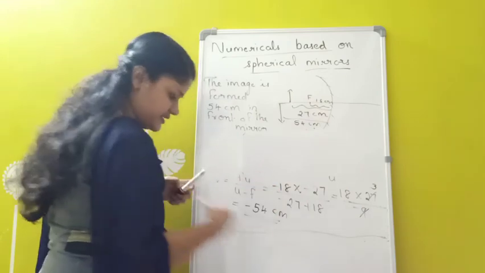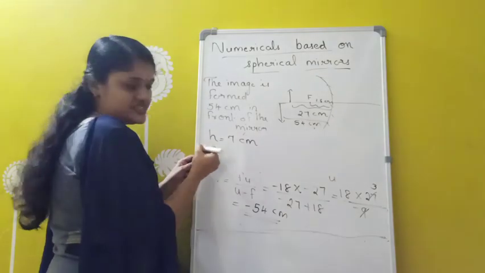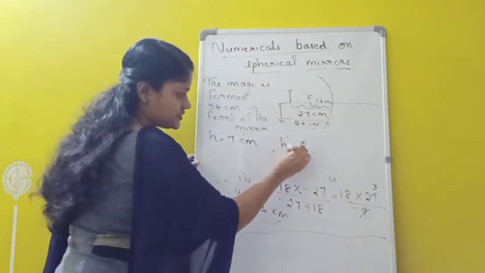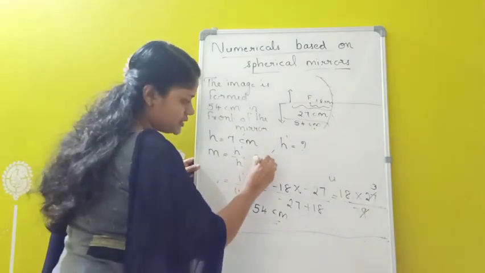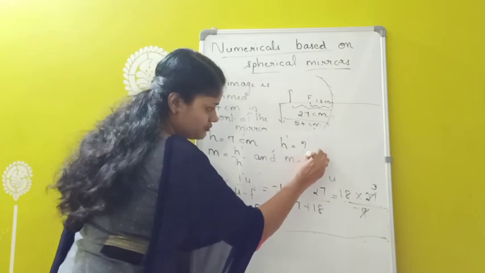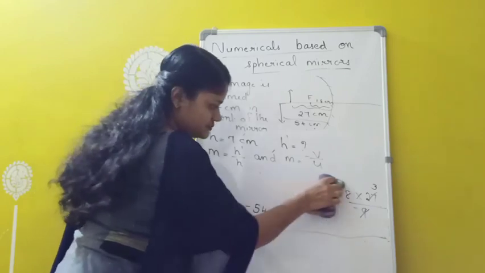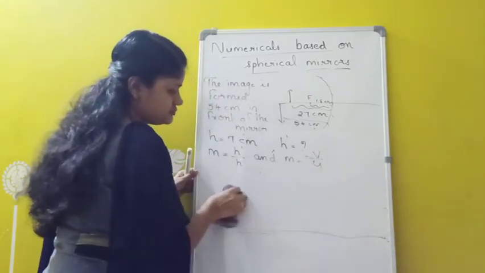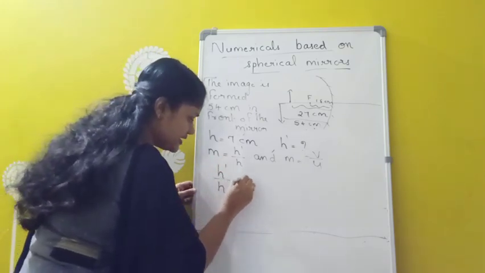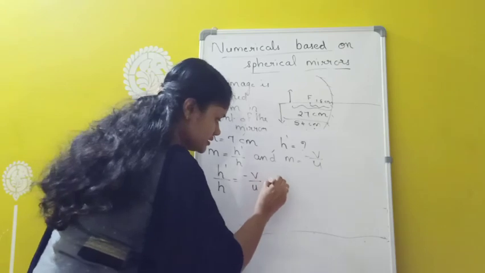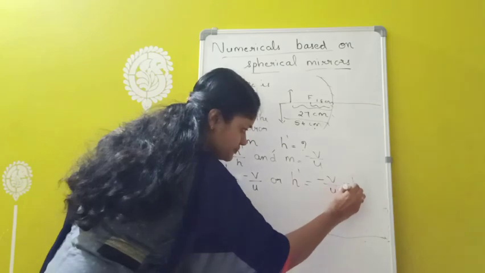Then the height of the object is given here. H is equal to how much here? 7 centimeter. Now we can find h dash also. So h dash we have to find out. We have the formula for magnification, m equals h dash by h and m equals minus v by u. We can equate these two and find the value of h dash. So h dash by h equals minus v by u, and h dash is equal to minus v by u into h.